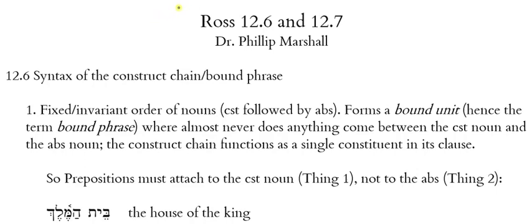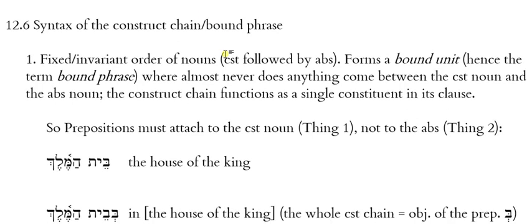Point number one here is that there is a fixed or an invariant order of nouns when it comes to creating construct chains. That is, the construct form of the noun must be followed by the absolute noun in that order from right to left, and they are going to form an inseparable bound unit, and that's why it's called a bound phrase by some people, where almost never does anything come between the construct noun and the absolute noun. The construct chain will then function as a single constituent in its clause.